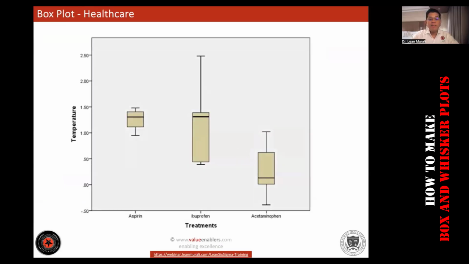Healthcare. There is a treatment where aspirin is given, ibuprofen is given, and acetaminophen is given. So the temperature is given here. Which one has got a lot of variation? Very unreliable, too much variation. Ibu, okay? That's clear.